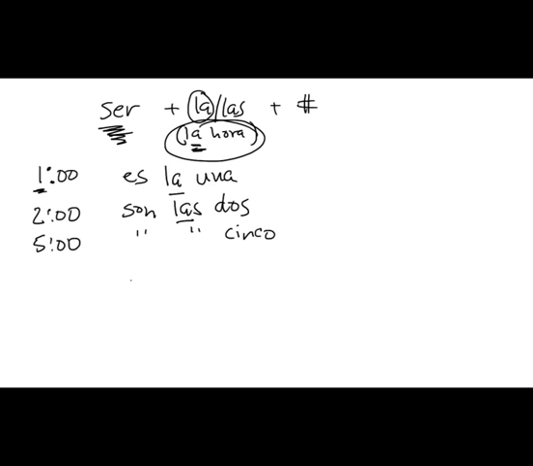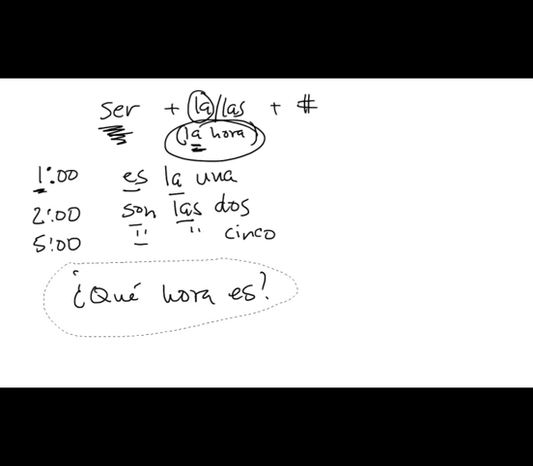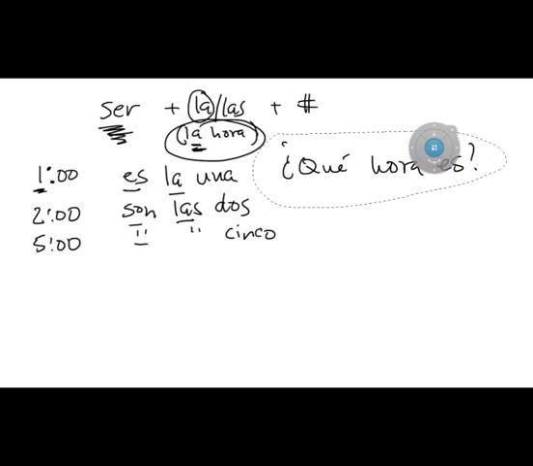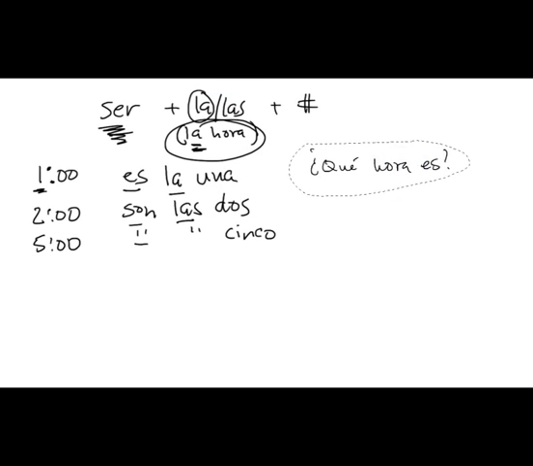Okay, when we're asking what time it is in Spanish, we actually ask literally, what hour is it? We say, ¿qué hora es? What hour is it? The response could be, es la una, son las dos, son las cinco. Okay, pretty simple. Okay, let's hang on to that since that's our basic question phrase. Let's move that over here. ¿Qué hora es? Okay.